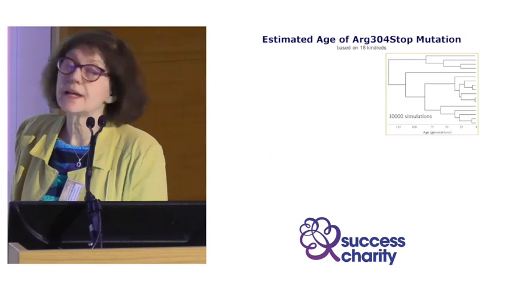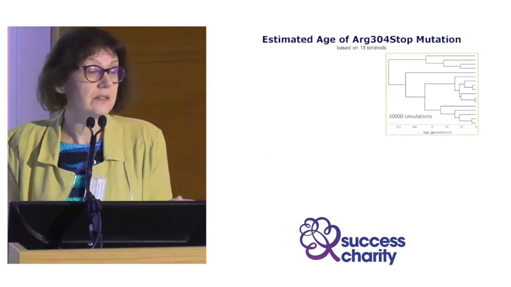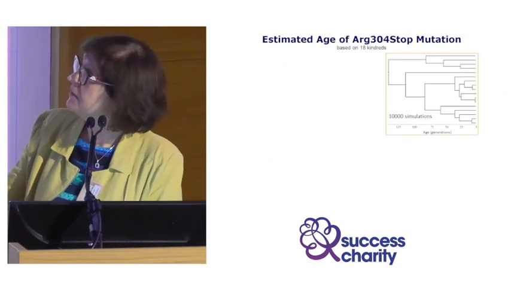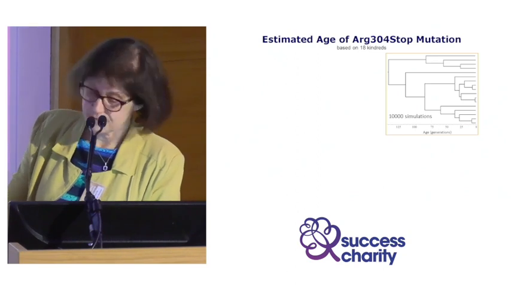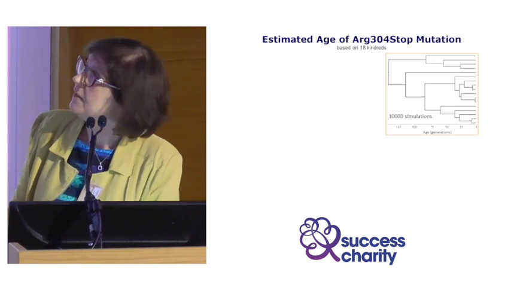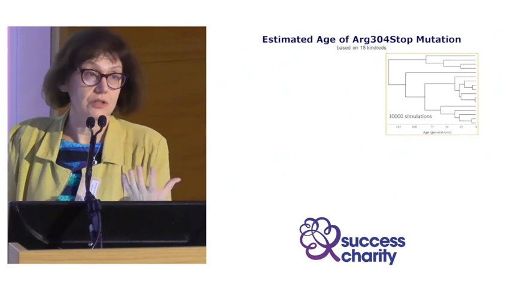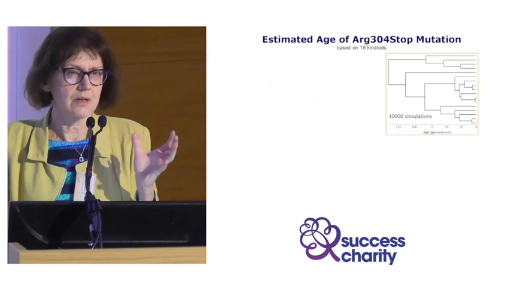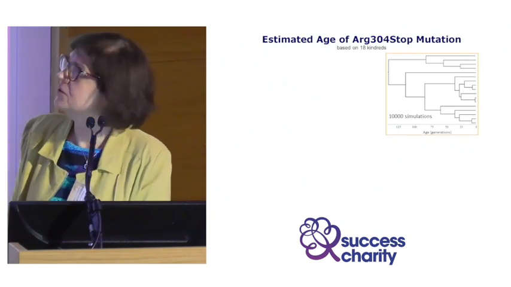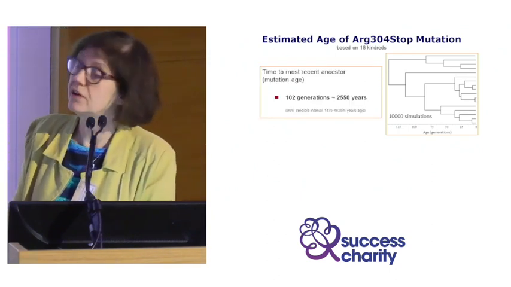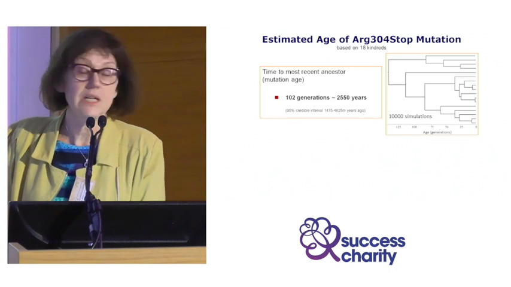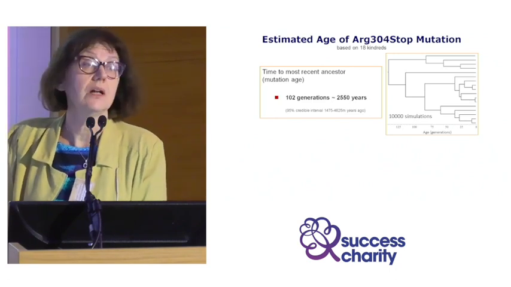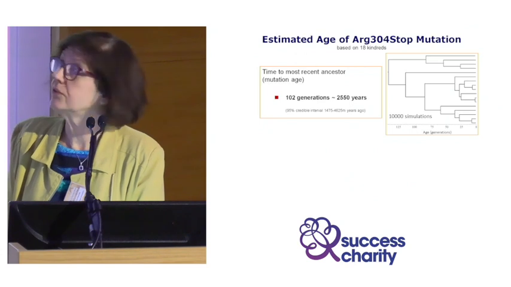And we were wondering how long ago this gene arrived in Northern Ireland. If we put the 18 families together, and we did some very clever genetics, we found that it was about 100 generations ago. And 100 generations, if you calculate roughly 25 years, people having their children at the age of 25, that's about 2,500 years ago. So the first person with this gene lived about 2,500 years ago.